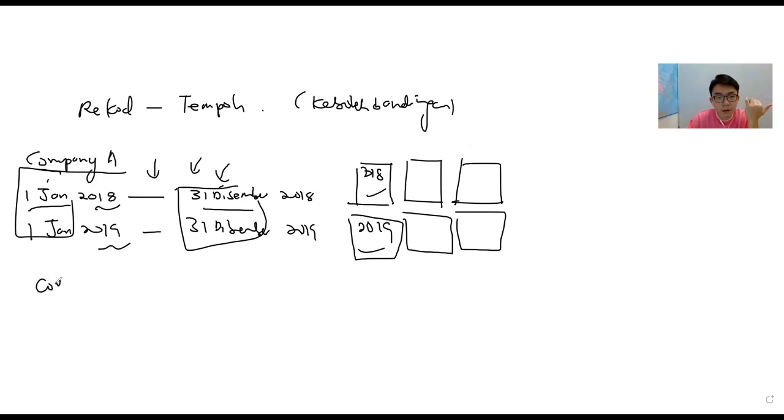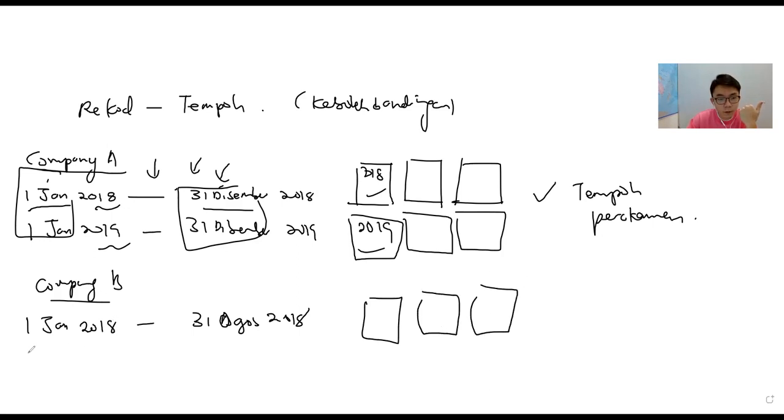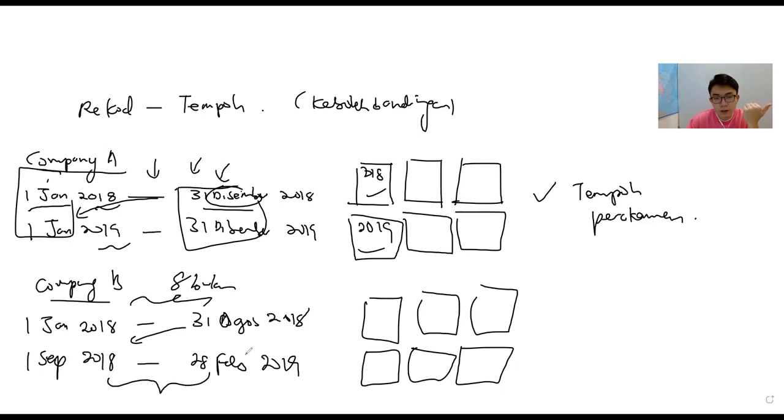But let's say company B. So this is other tempo perakaunan. Dia start same, start in 1st January 2018, but dia record sampai 31st August 2018. Then dia buat report. Then after that, from 1st September, because mesti continue punya, after 31st December will be 1st January 2019, correct tak? So now after 31st August will be 1st September 2018. Then dia suka-suka, I will buat sampai 28 February 2019, and then you do the record again. So from 1st January sampai 31st August is 8 bulan. But from 1st September sampai 28th February, 9, 10, 11, 12, 1, 2, is just 6 bulan.